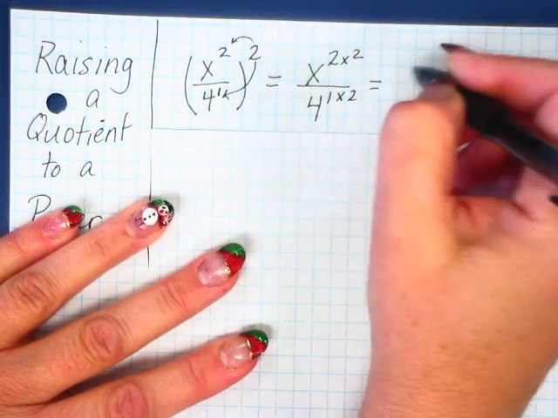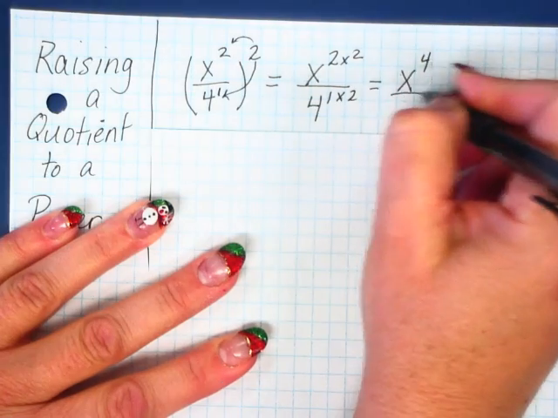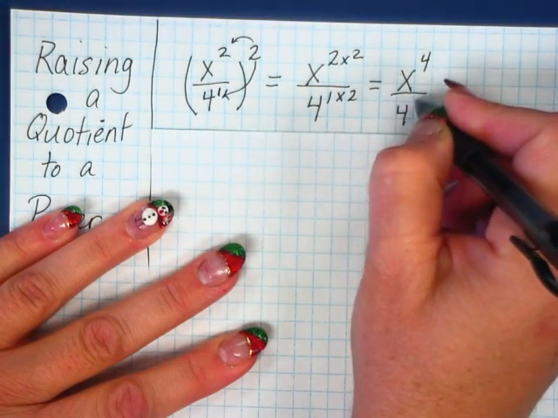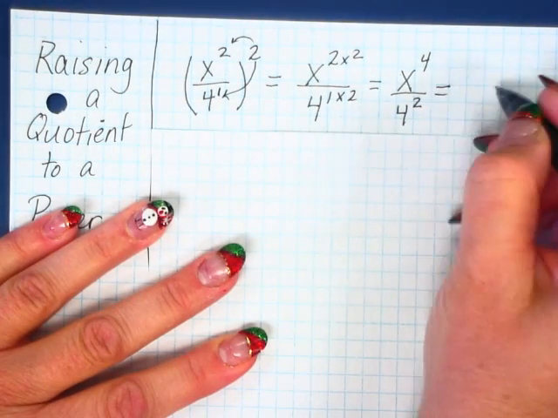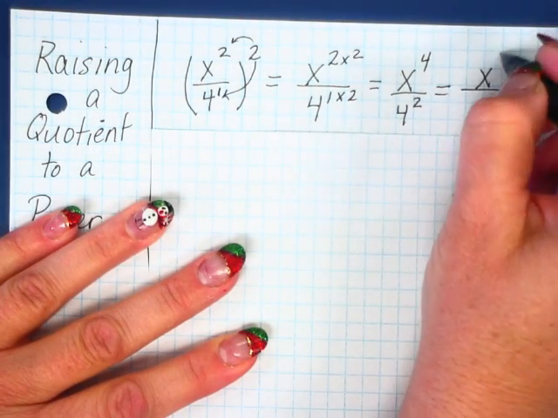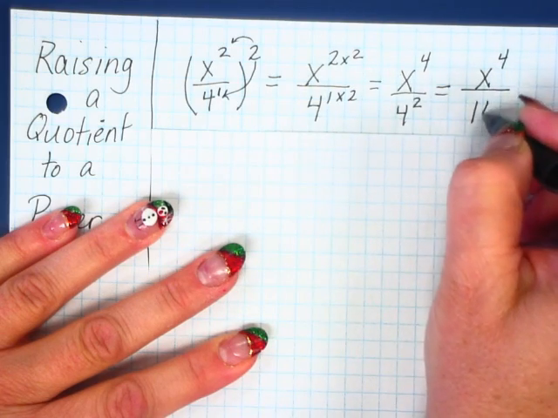And so what we get is x to the 4th on top, and down at the bottom 4 to the 2nd, or 4 squared. And remember that it might look a little neater. You can even write it like this. 4 squared is 16.